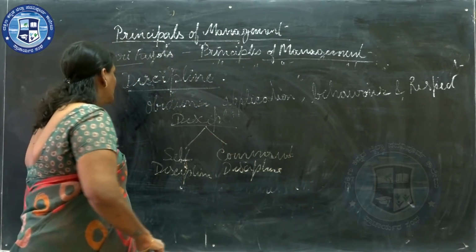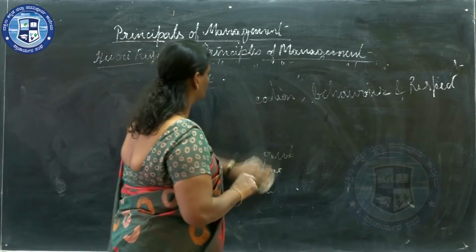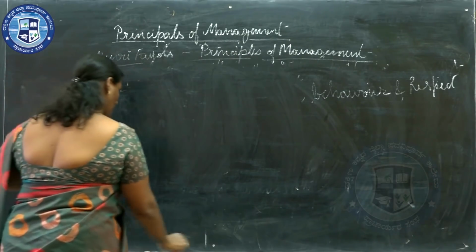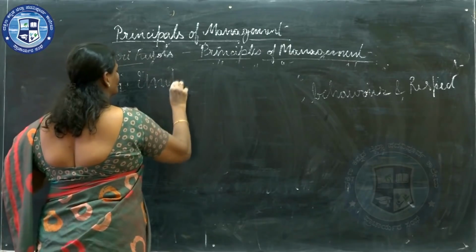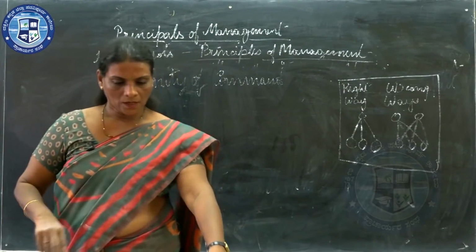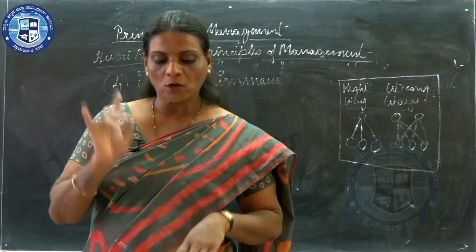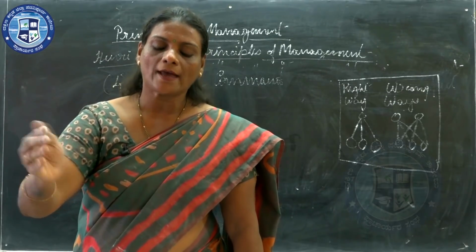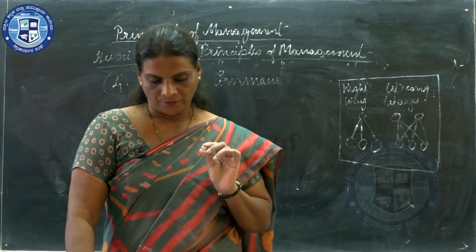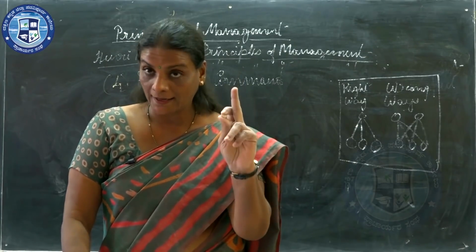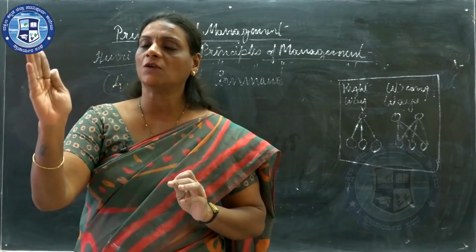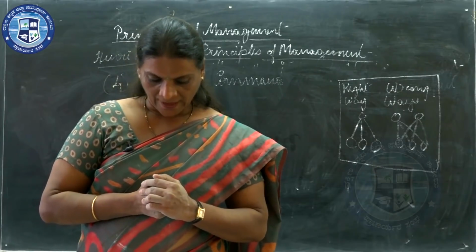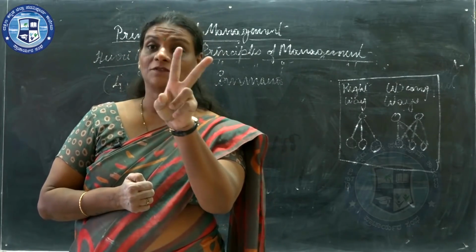Moving on to the fourth point, unity of command. Fourth one, unity of command. Now, according to Fayol, there should be only one person who can give command to an individual employee. So, according to Fayol, there should be only one person for every individual employee who can command that employee. One individual cannot serve two heads.